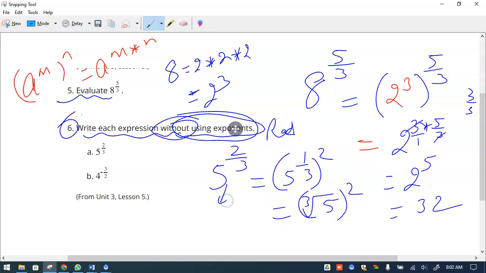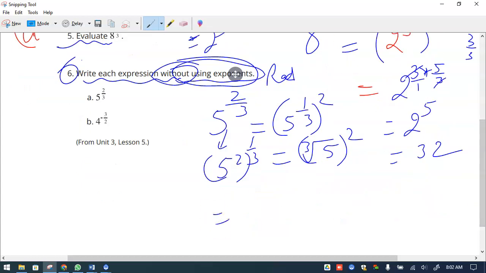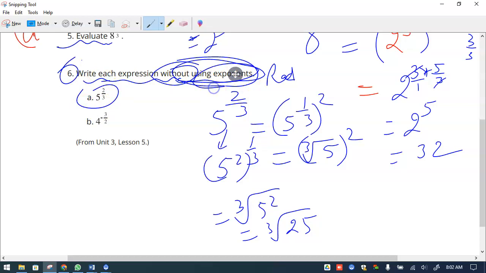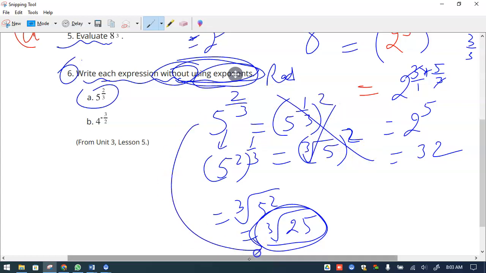Or you could also write this as 5 squared raised to 1 third, and that can be written as the cube root of 5 squared, and 5 squared is 25. Because they want it without exponents, now you have no more exponents, see? Here there is an exponent, so this won't help. So this is the right way to do it.